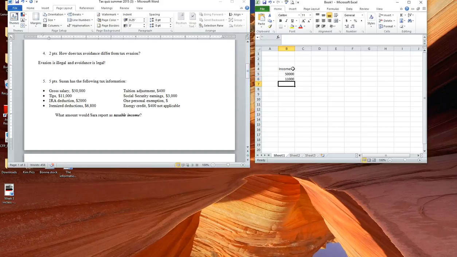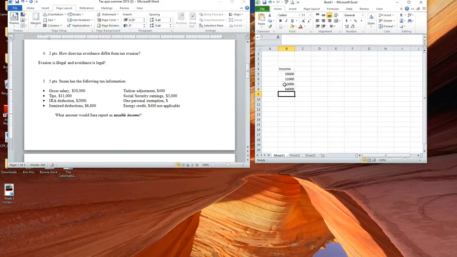IRA deduction, no. Itemized, no. Tuition adjustment, no. Social Security earnings, yep, they're taxable, $3,000. And that's it. So my total income is this amount. And I know you can do this in your head, but who wants to make a mistake?